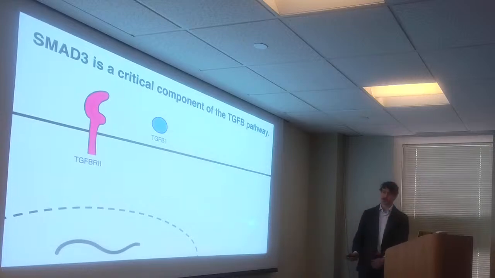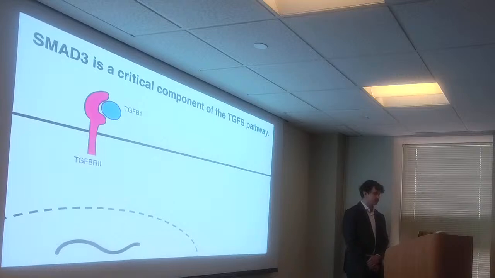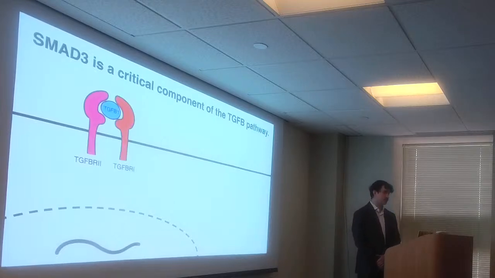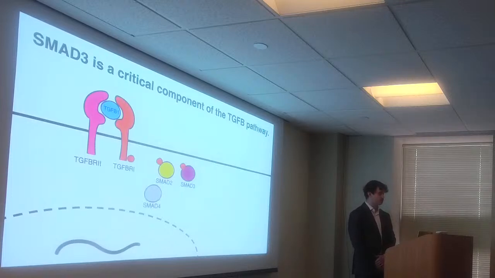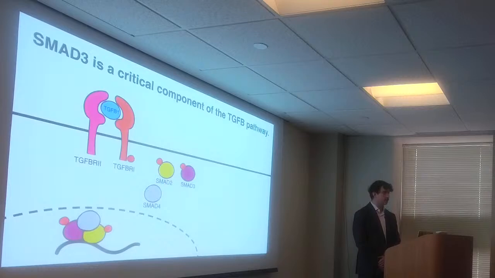So here, you can see the cell. This is the nucleus, this is the genome. And on the surface, we have a TGF-beta receptor. TGF-beta binds to this receptor and is then able to recruit another receptor, which becomes phosphorylated. This ultimately leads to a phosphorylation cascade that results in phosphorylation of SMADs 2 and 3, which together with helper SMAD4 are able to translocate into the nucleus and drive expression of downstream target genes.